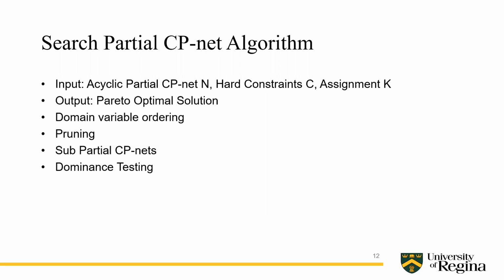And we have domain variable ordering, so that one is also there in this algorithm. We have done pruning in this algorithm, and this one works on a partial CPNet. In each phase it will generate sub-partial CPNets, and based on those sub-partial CPNets the recursive algorithm works. So we have done two kinds of testing to get the Pareto optimum solution: one is dominance testing and another one is ordering query.